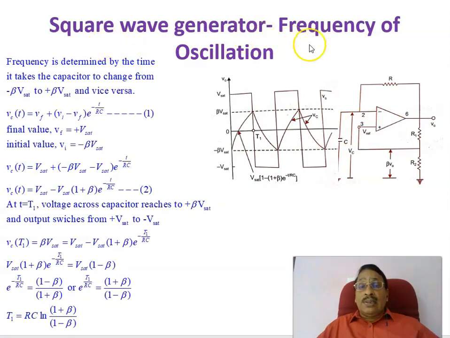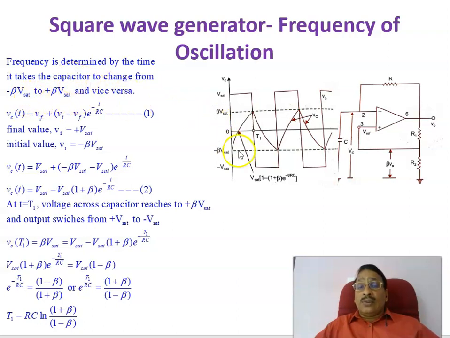Continuing the square wave generator, we have to calculate the frequency of oscillation. We are getting a square wave output at this point. What is the frequency of this oscillation? To derive that equation, the frequency is determined by the time it takes the capacitor to change from minus Vsat to plus Vsat, and vice versa.